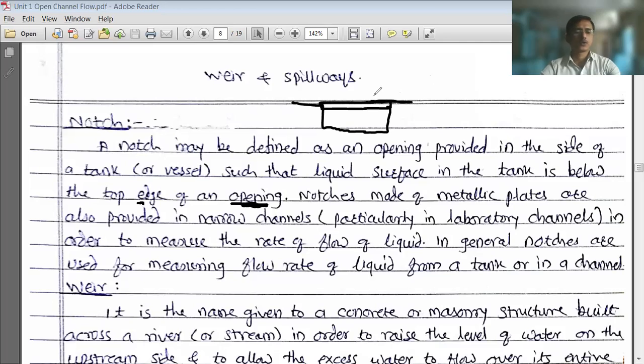Orifice. But in case of notch, this is not the condition, and the water level is here, below the top edge of the opening. This is the top edge.